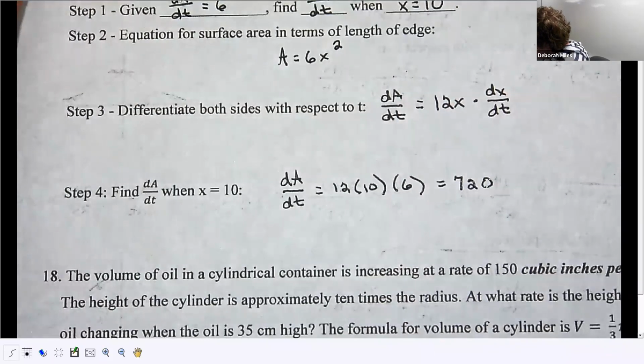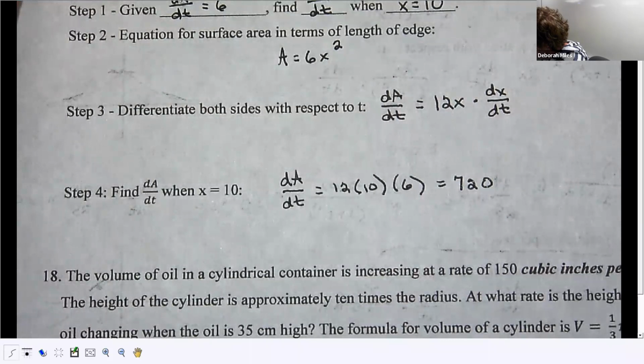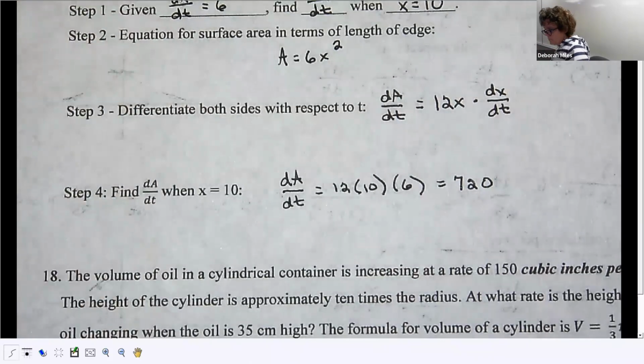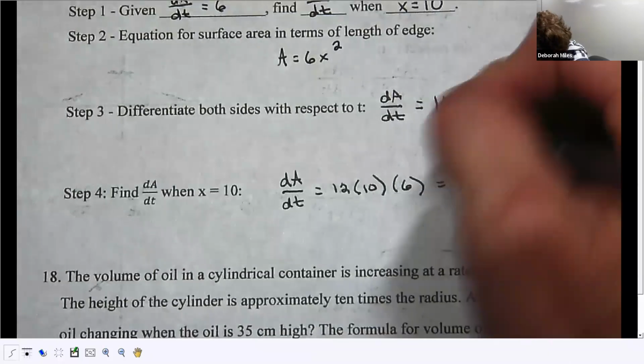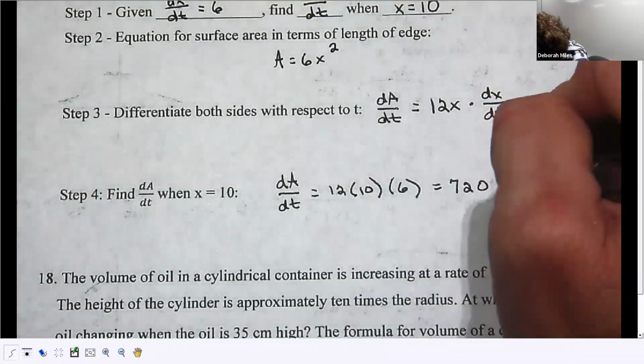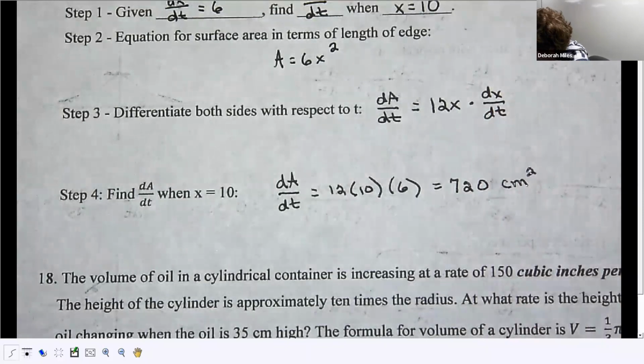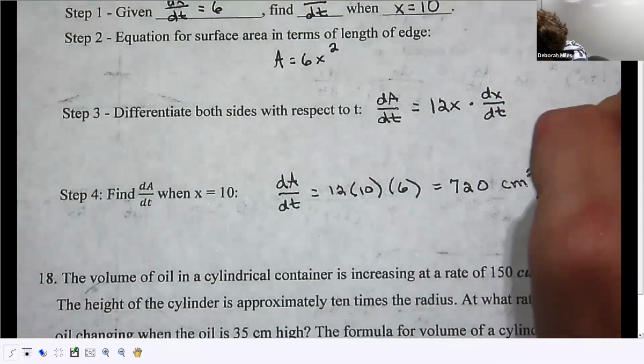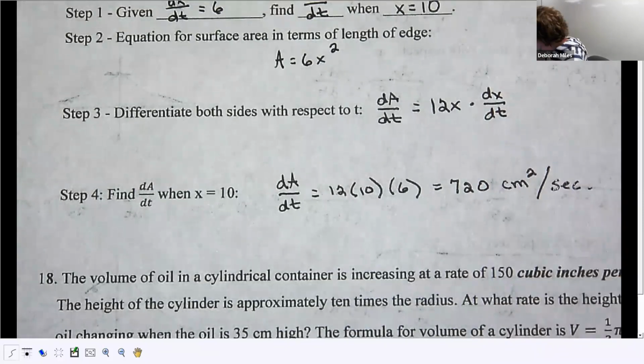And what are the units there? Think about what we're measuring. The A stands for area, so that has to be centimeters squared per what? Yeah. It's not just centimeters, it's centimeters squared per second. All right.